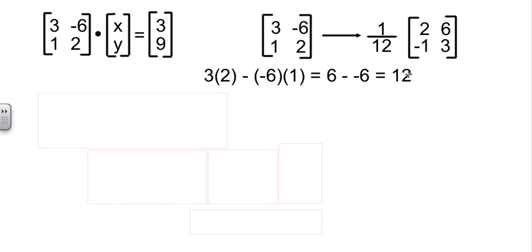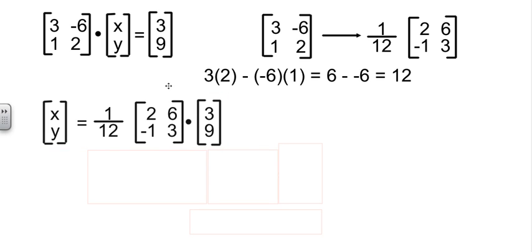1/12, right, from 1 over determinant of A. The 2 and the 3 switch. The -6 and the 1 change signs. So we have an inverse. Now we're going to take that inverse times the constant matrix.